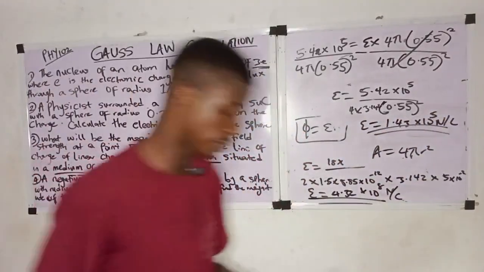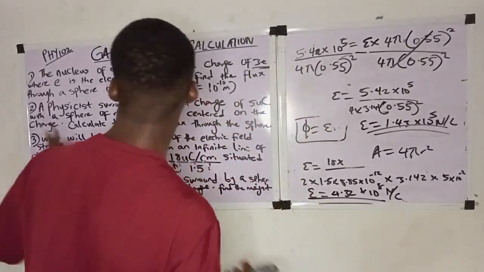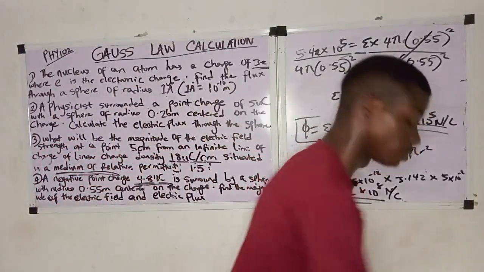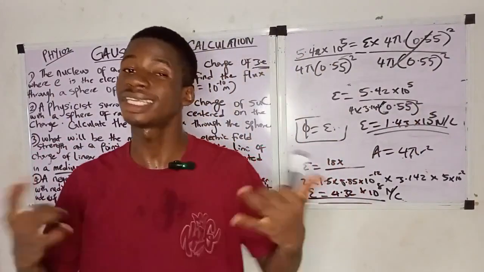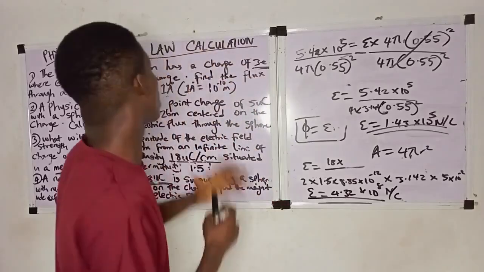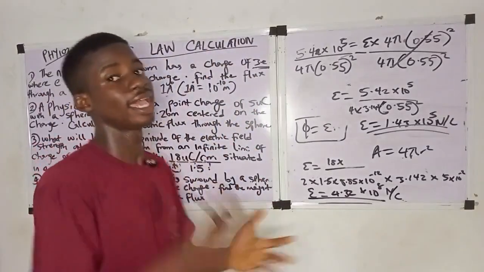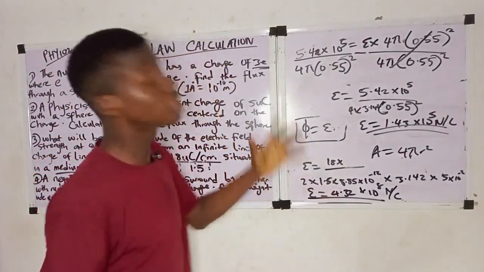So this is the end of problems relating to calculations related to Gauss law. In our next class, we will be looking at electric potential.